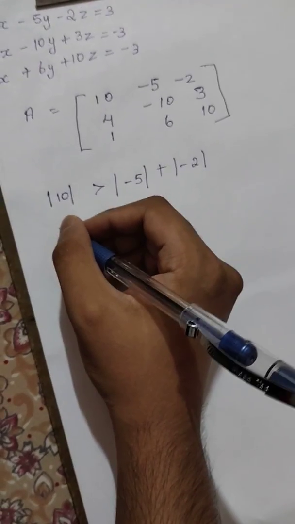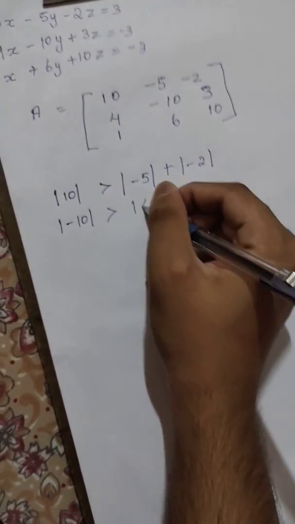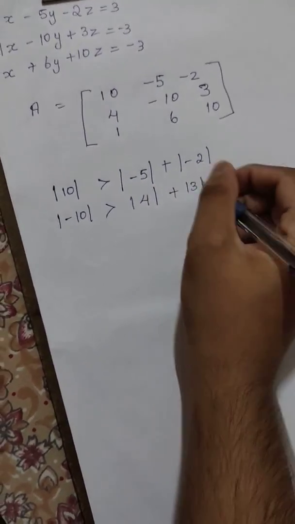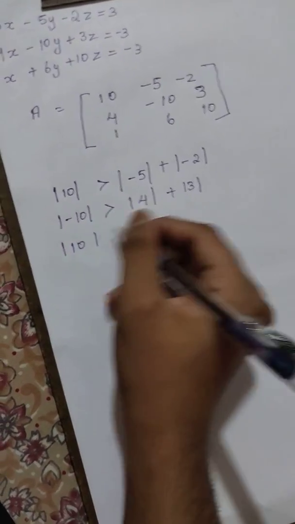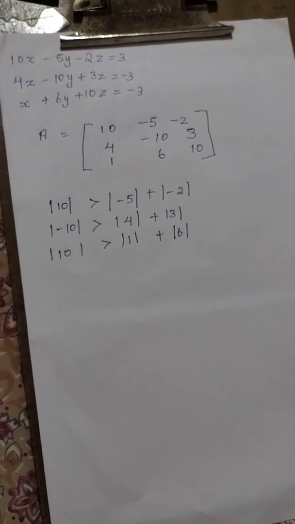The same is followed in the next y and z rows. 10 is greater than 4 plus 3, and 10 is greater than 1 plus 6. We take modulus because we need an absolute value. So we take modulus in this given matrix. So it confirms that the given matrix obeys the Gauss-Jacobi condition.